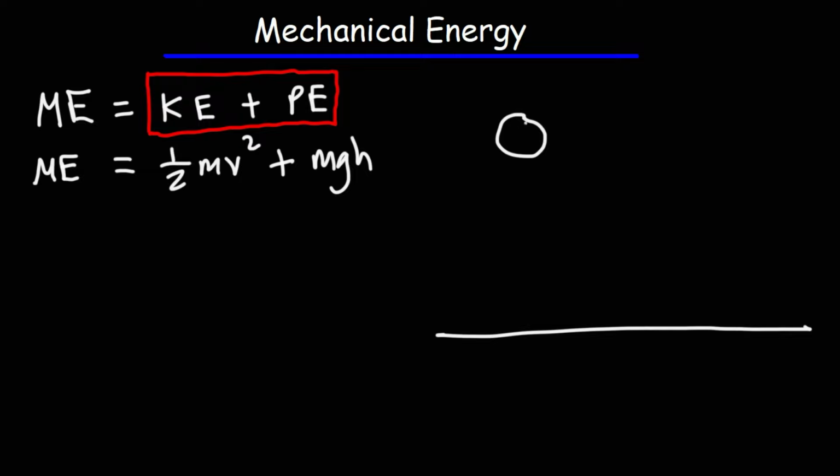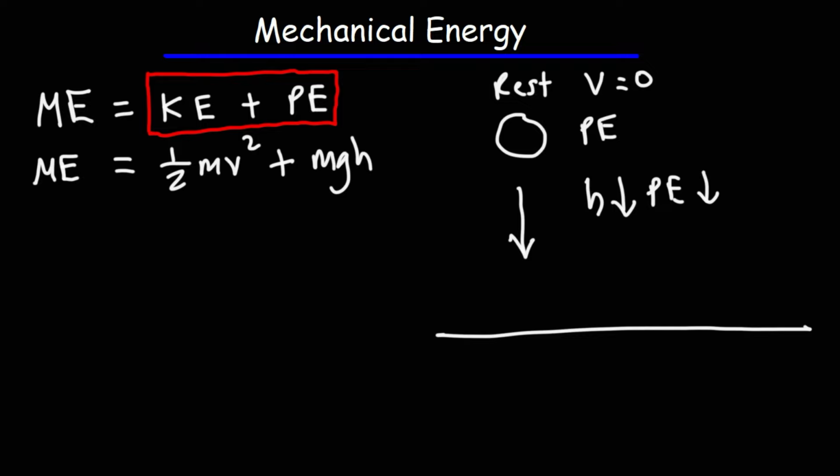So let's say we release this ball at rest, which means its initial speed is 0. Right now, the only thing this ball is going to have is potential energy. It doesn't have any kinetic energy because at this instant it's not moving. But it still has mechanical energy because it has potential energy. Now, when it falls, the height of the ball is going to decrease. And as the height decreases, the gravitational potential energy will decrease. But as it falls, it's gaining speed. And so its kinetic energy is going to increase.